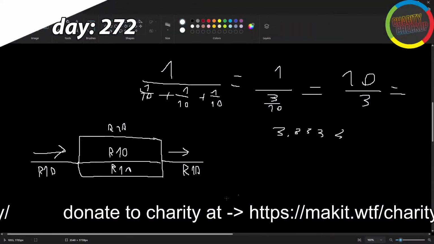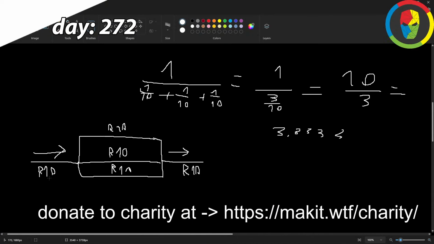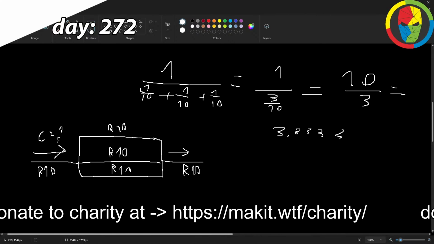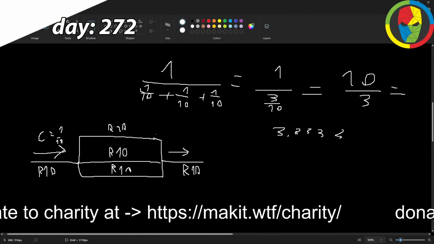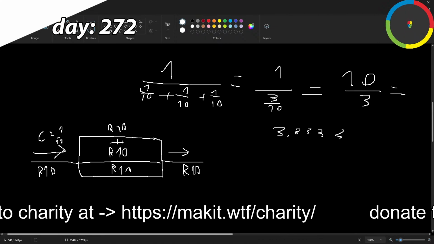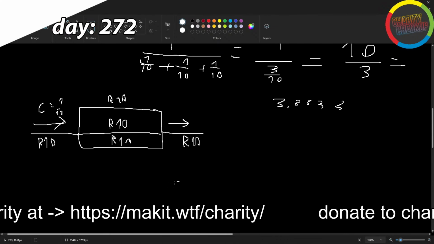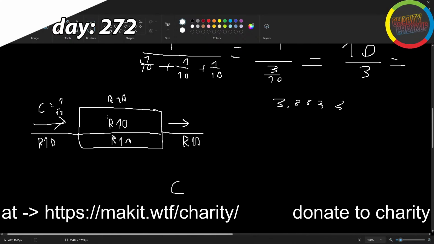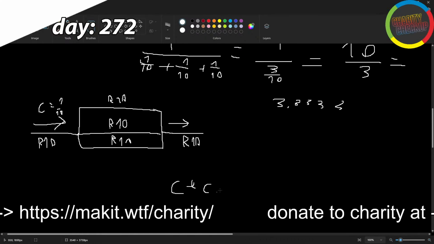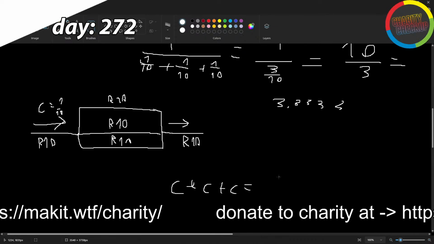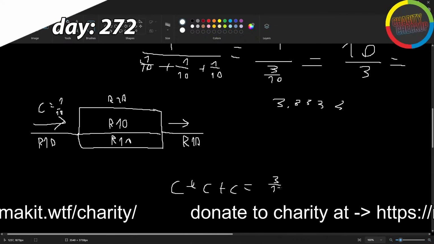And the reason why this happens, by the way, is that if you wanted to talk about conductivity, then the conductivity of all of them would be 1/10, right? And the conductivity would genuinely add up together if you were just doing conductivity. So if you were calculating conductivity, it would be C plus C plus C, and then the conductivity would be equal to 3/10.